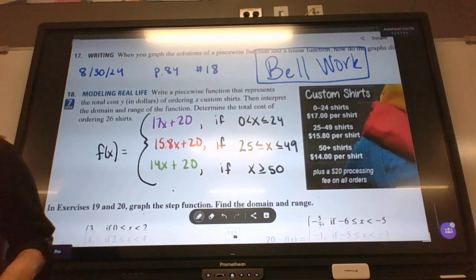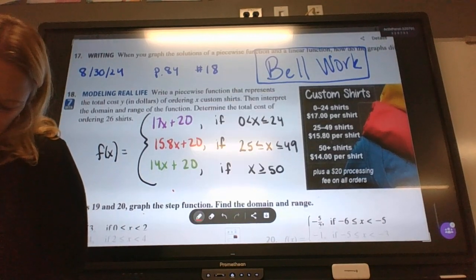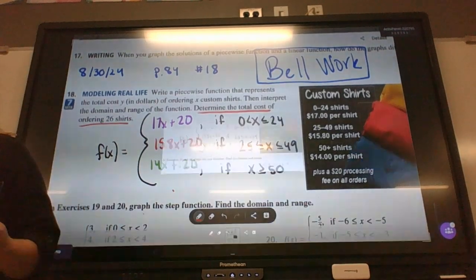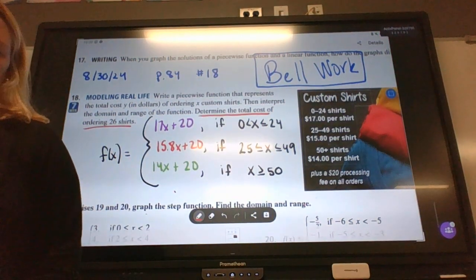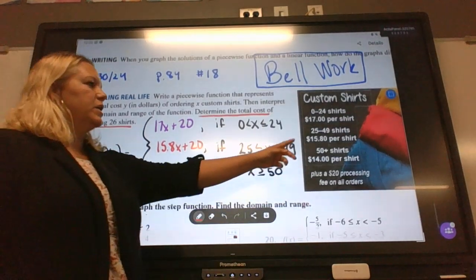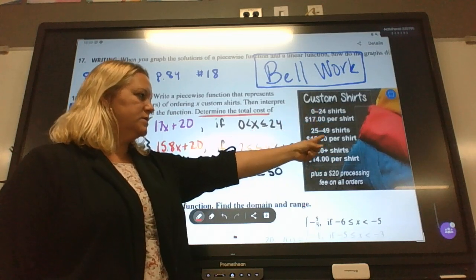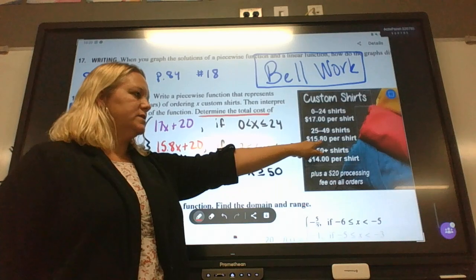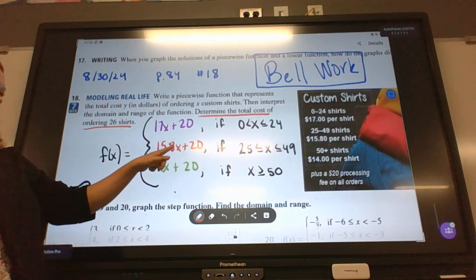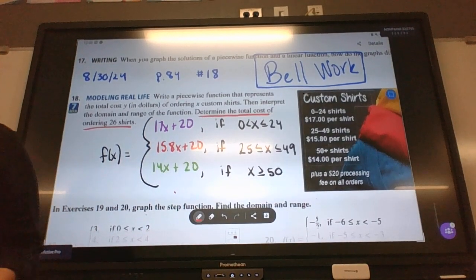We're not done yet. We're gonna read our problem closely. The last sentence is: determine the total cost of ordering 26 shirts. So I'm on the website trying to order shirts. I have to figure out, okay, I was only gonna do 24, but I saw the deal, so I convinced my parents to buy one too. I'm up to 26, so now I'm at this price. So for 26, we're in between the 25 and 49 range. We'll only plug it in to the middle equation to find the total cost.